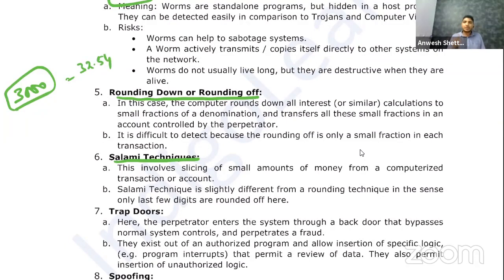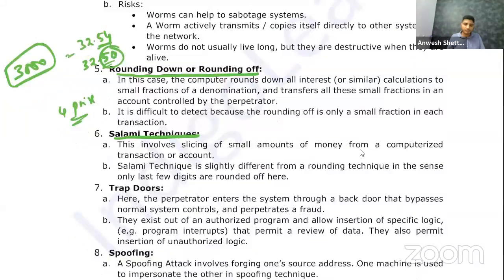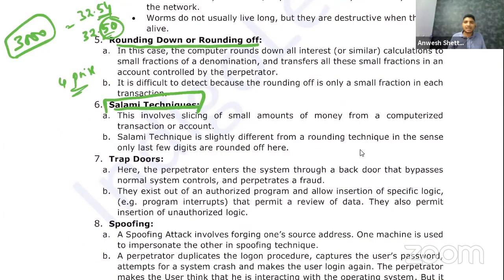So the system calculates this 32.54 as interest, but you will only put 32.50 into the account of the customer and 4 paisa into the account of the manager. The customer will not notice because it's a small amount of money and you're just rounding it off. So instead of 54, you are saying it is 50. This is called the rounding down technique or rounding off technique. Then we have something called the salami technique.